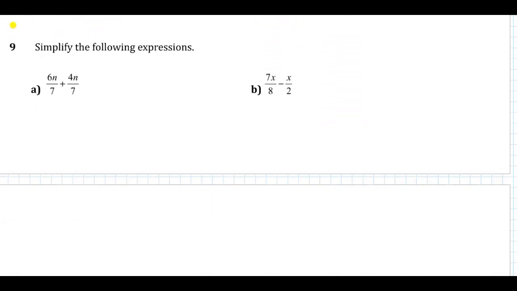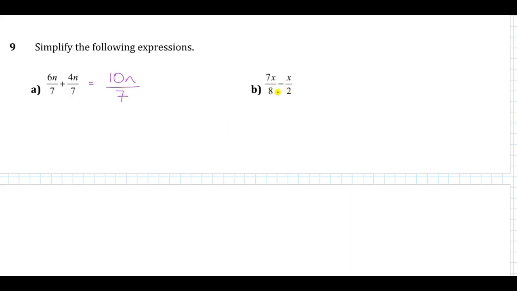For question 9, simplifying these expressions, the common denominator is already in place. They are both over 7. So I can simply add the 6n to the 4n and get 10n over 7. I do not add the 7's together. I've got 6 sevenths plus 4 sevenths. That gives me 10 sevenths.